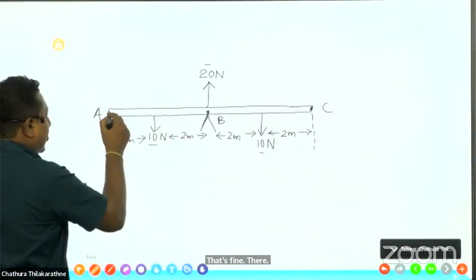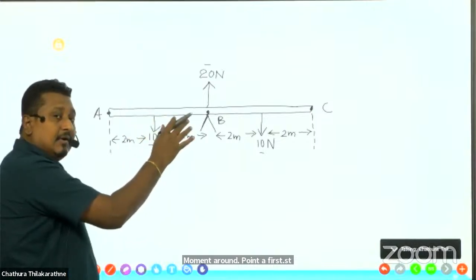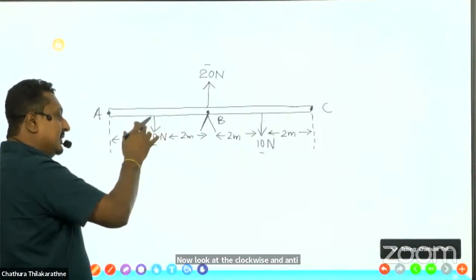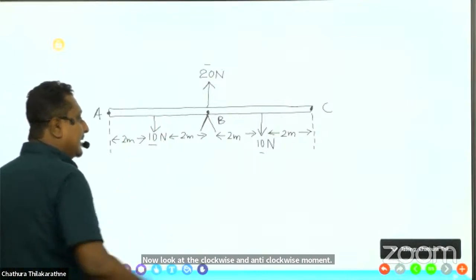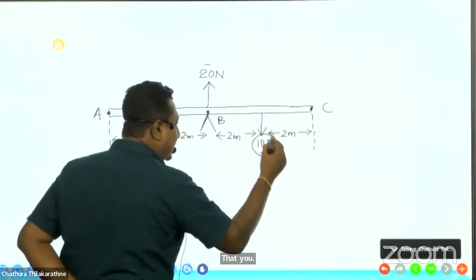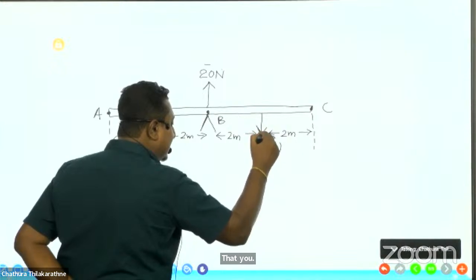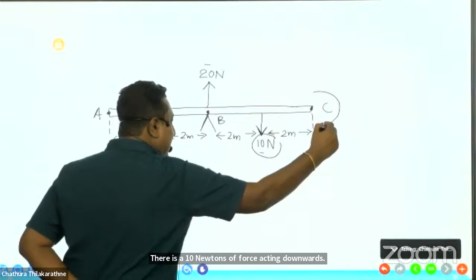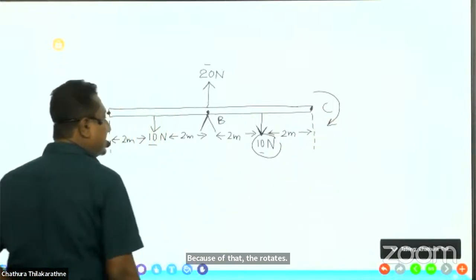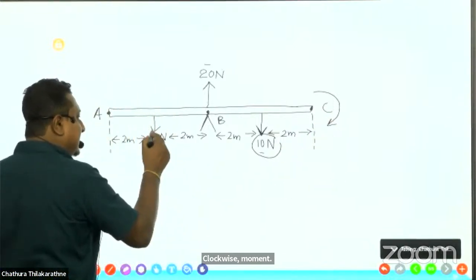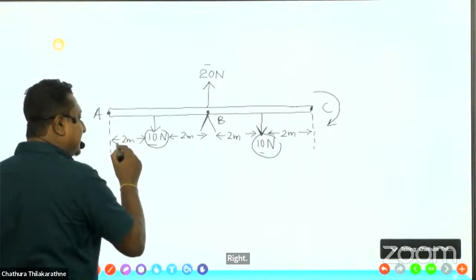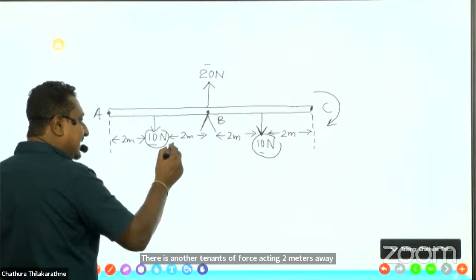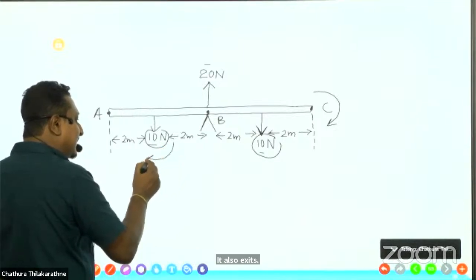Right, now you are in here, point A. Now look at the clockwise and anti-clockwise moment that you have. There is a 10 newtons of force acting downwards. Because of that, the rod gets clockwise moment. There is another 10 newtons of force acting just 2 meters away from A. It also exerts a clockwise moment.